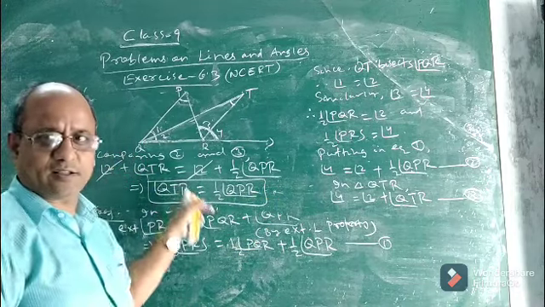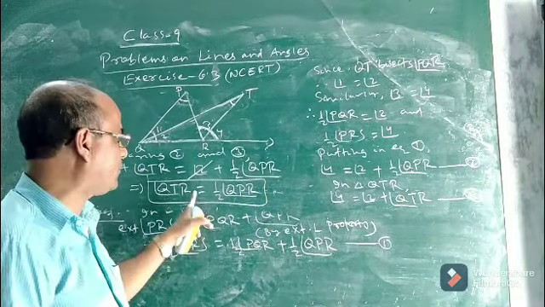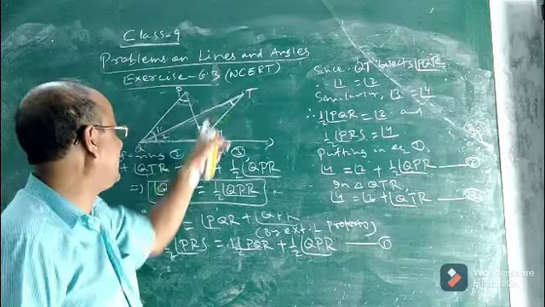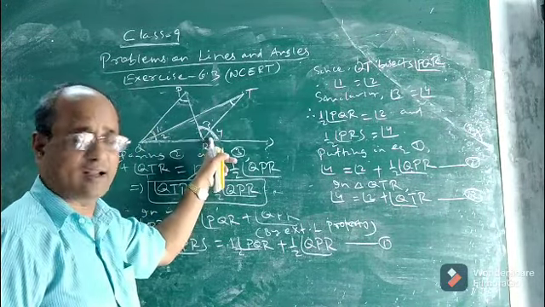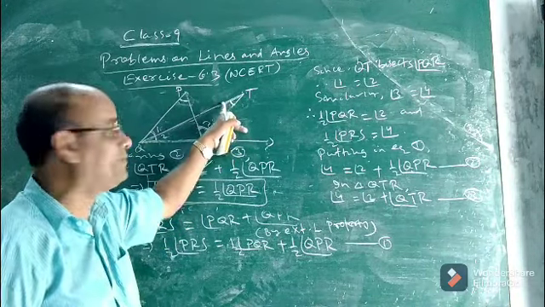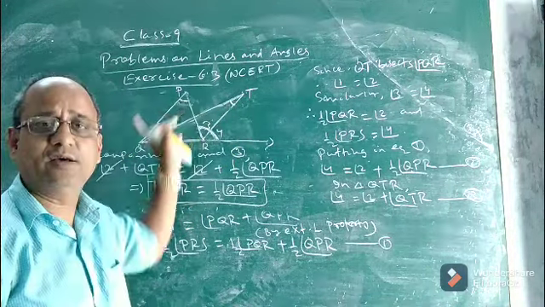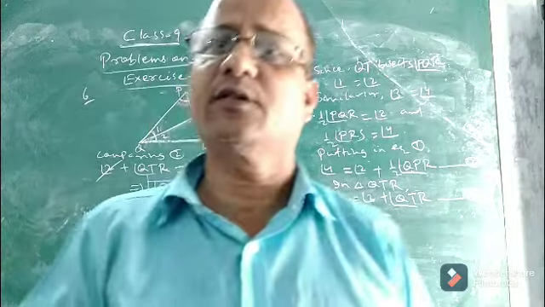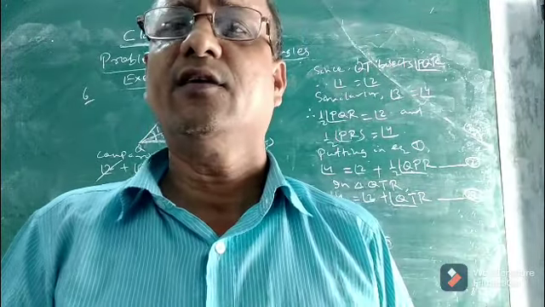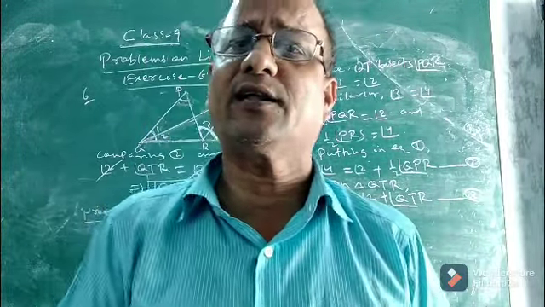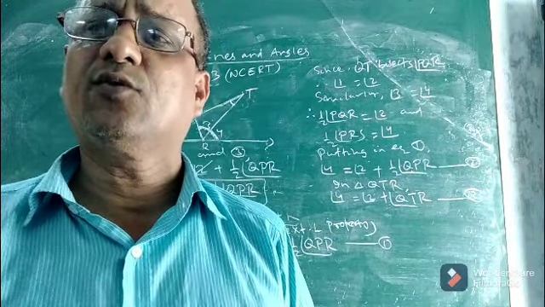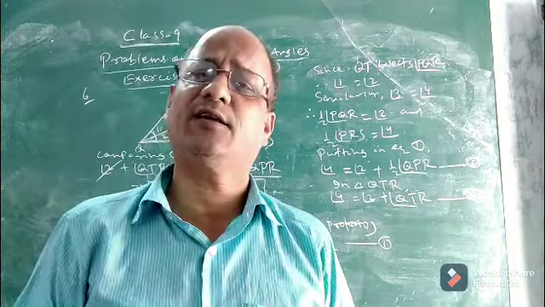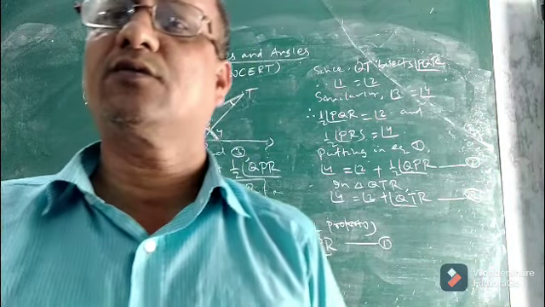So in this way, this is the complete proof. In this way we prove that if QT and RT are the bisectors of this interior angle and this exterior angle, then this angle QTR will be equal to half of QPR. Okay. So children, I hope you understood the problem which I discussed. With this we came to the end of your lines and angles. The rest problems you try yourself. We will discuss another chapter in the next class. I hope you understood. Thank you.